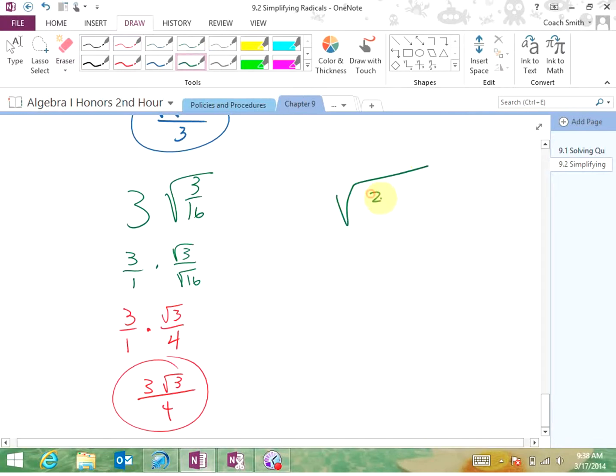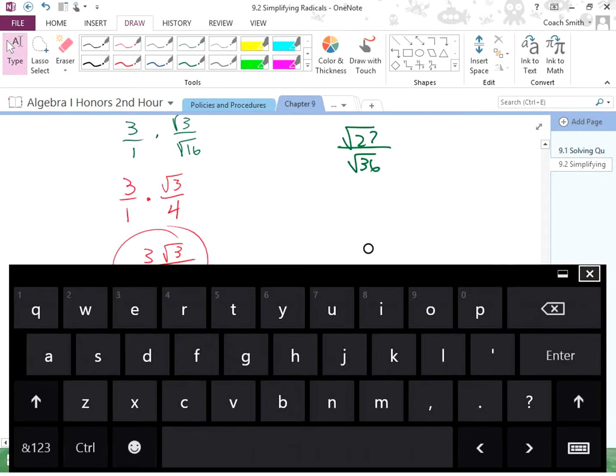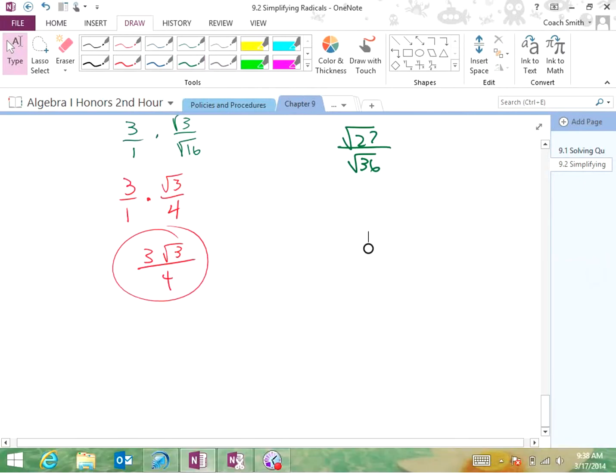square root of 27 over 36. So that's the square root of 27 over the square root of 36. Well, the square root of 36 is easy. That's what? 6. Okay, square root of 27, 9 and 3. So that's the square root of 9 times the square root of 3. So that's 3 times square root of 3 over 6, which is square root of 3 over 2.